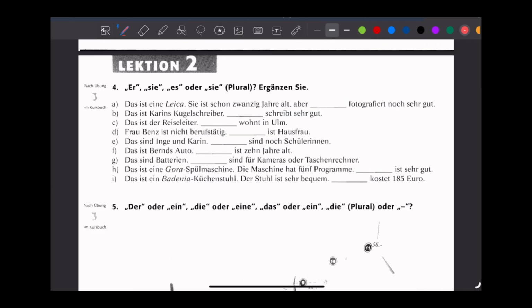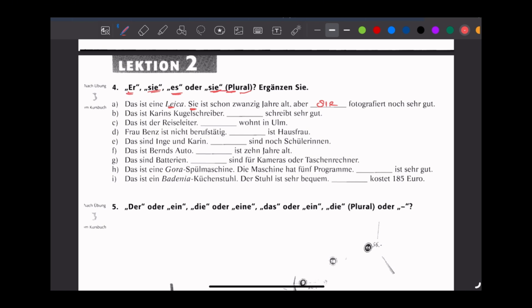Sie, es or sie. Plural. Again, sind sie. Das ist eine Leica. Sie ist schon 20 Jahre alt, aber fotografiert noch sehr gut. So, we have sie, Leica, and sie. I think that's a kind of camera, aber sie fotografiert noch sehr gut. So you have to pick either of these and also this for plural. So it can be either er, es or sie. Which one? You have to fill in which of it.